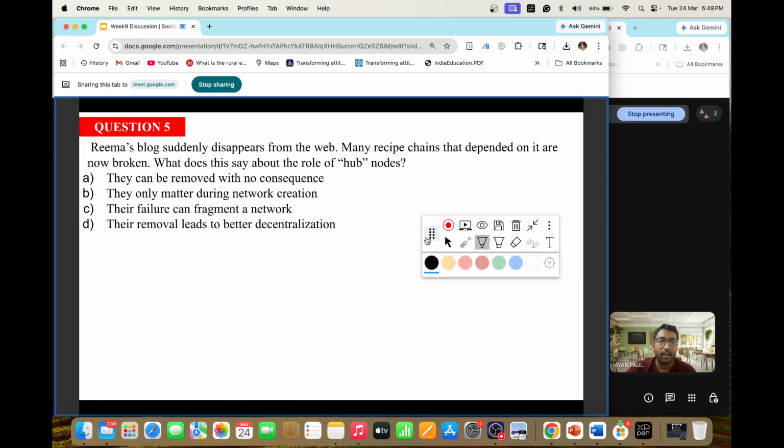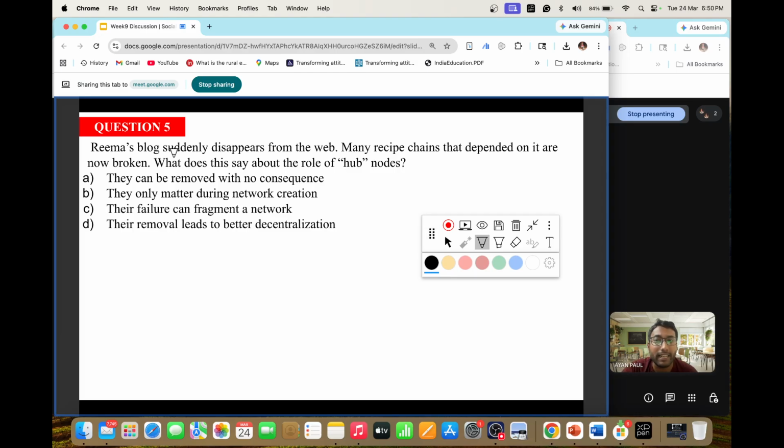Rima's blog suddenly disappears from the web. Many recipe chains that depend on it are now broken. What does this say about the role of hub nodes? They can be removed with no consequence. They only matter during network creation. Their failure can fragment a network. Their removal leads to better decentralization.